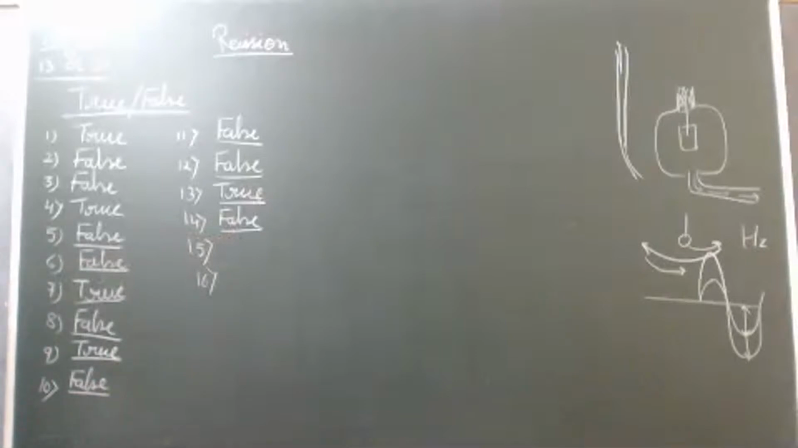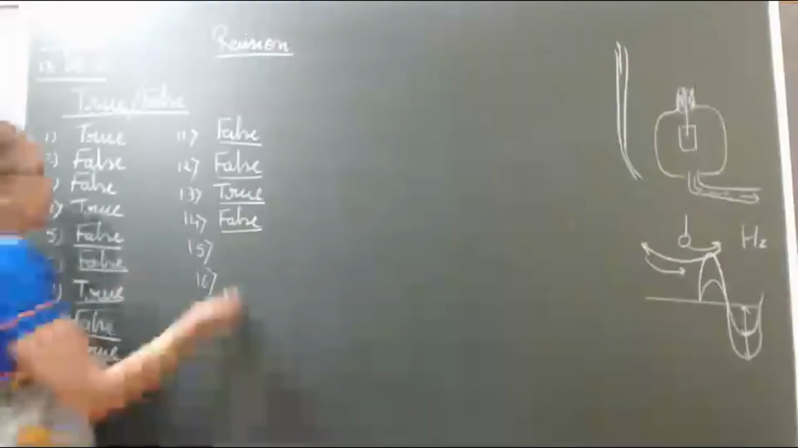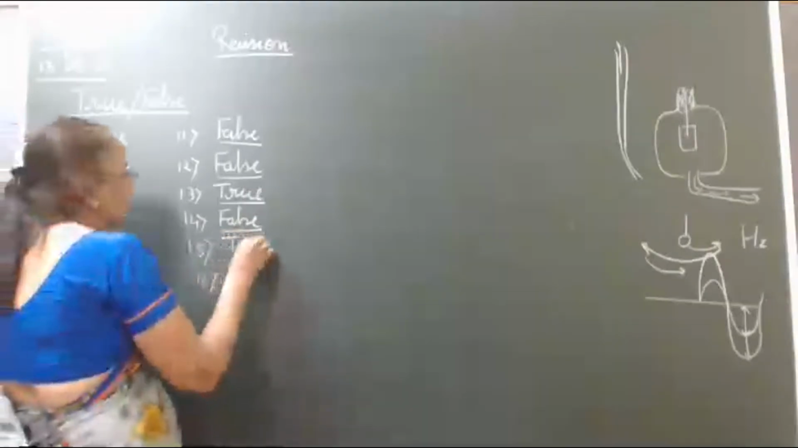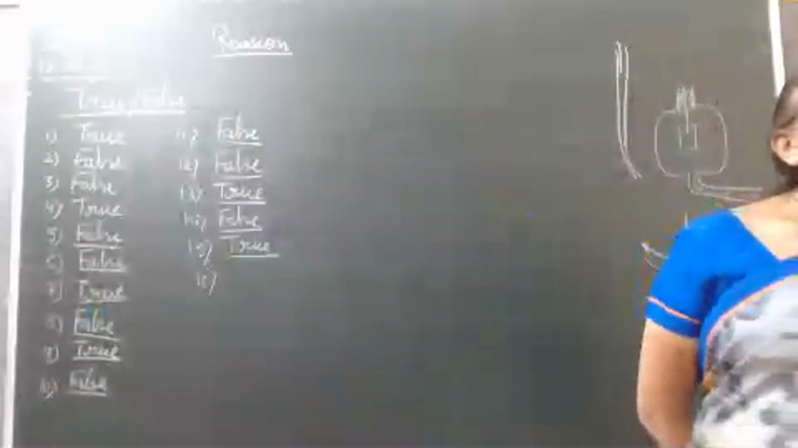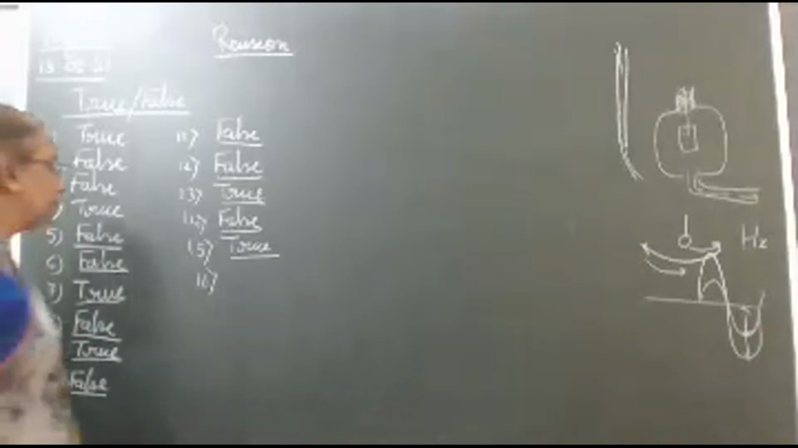Then, INSAT is an artificial satellite. Yes, true. Everyone knows, in the TV news always, INSAT 1 week, INSAT 1. So it is an artificial satellite. True. Then, there are 9 planets in the solar system. False.